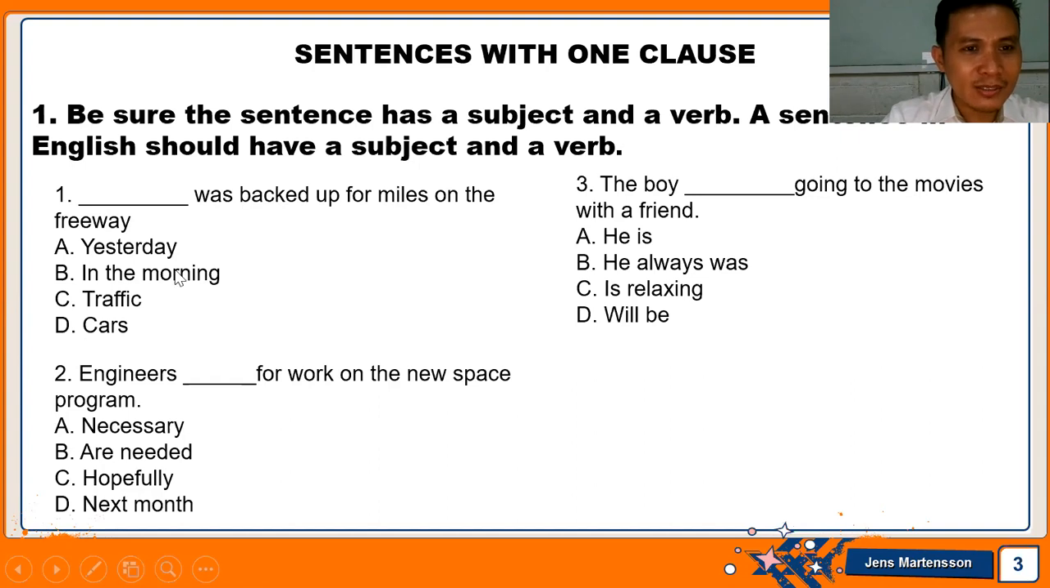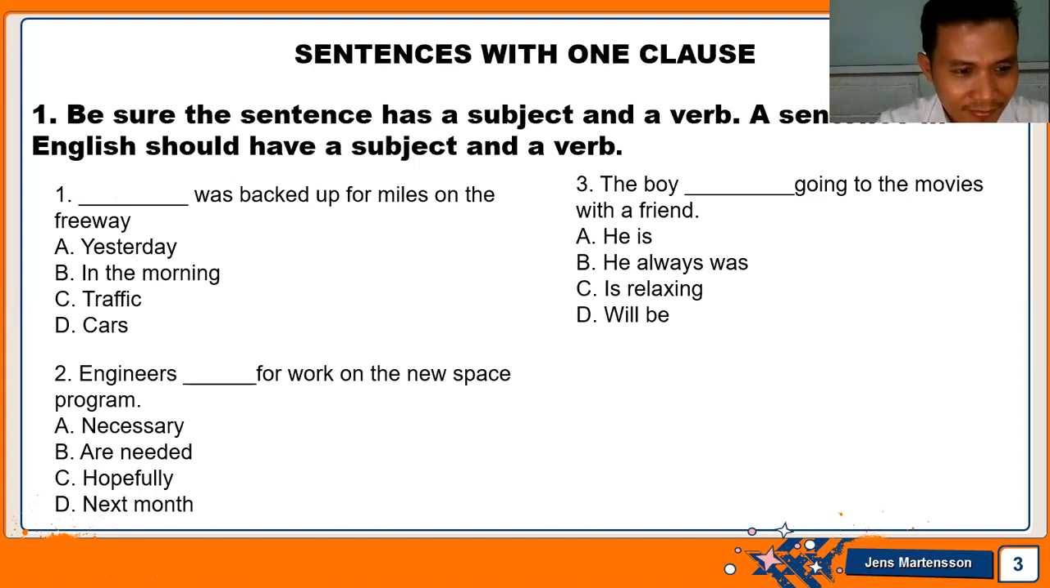So if you say "Cars was backed up for miles on the freeway," is it okay or not? No, sir. Why? Because cars is plural. That's right. So which is the answer then? Traffic. It's singular. The traffic was backed up for miles on the freeway. So the answer is C. Okay, very good.